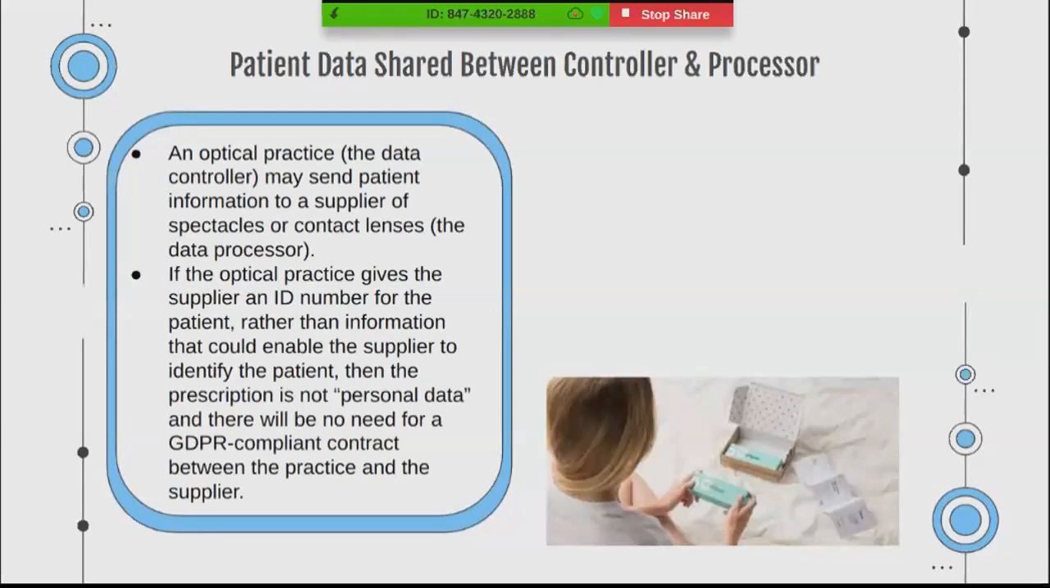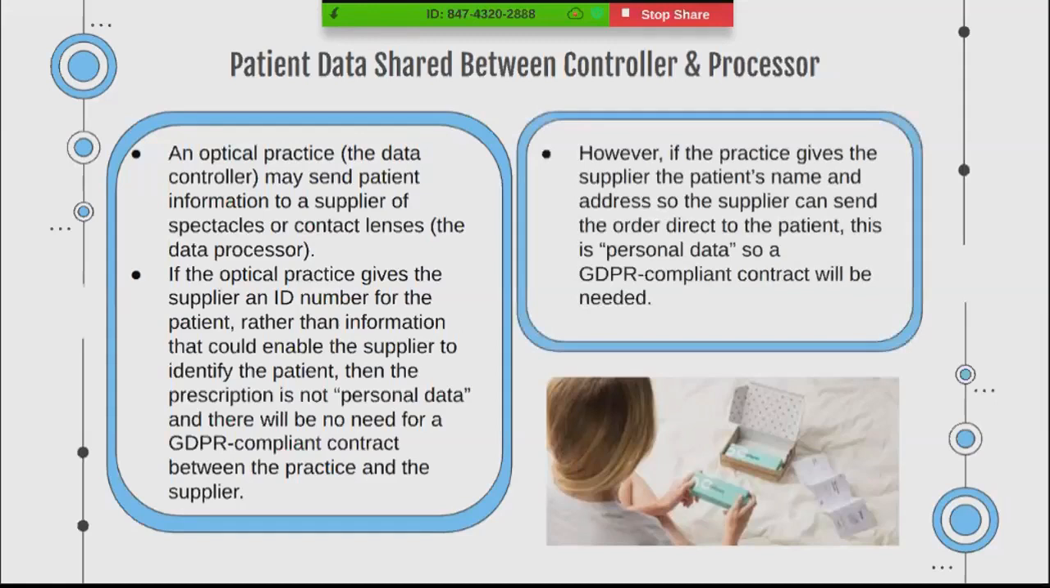So that basically means that if we're ordering something through a contact lens company, for example, and we have an internal reference number, a purchase order number that we use to identify the transaction, then there's no personal data being shared. So there's no requirement for a GDPR compliant contract between the practice and the supplier. However, if we are giving the company personal data, such as the patient's name or the patient's address, so they can be shipped out to them, then that is personal data. And in that instance, a GDPR compliant contract will be needed.